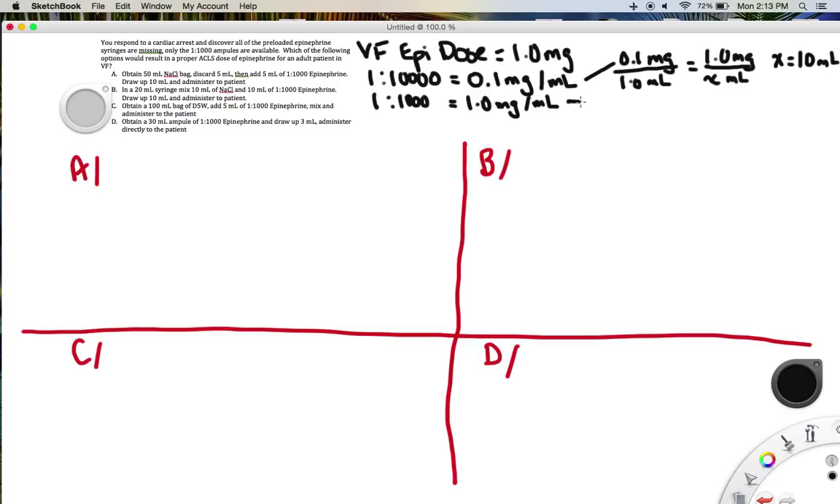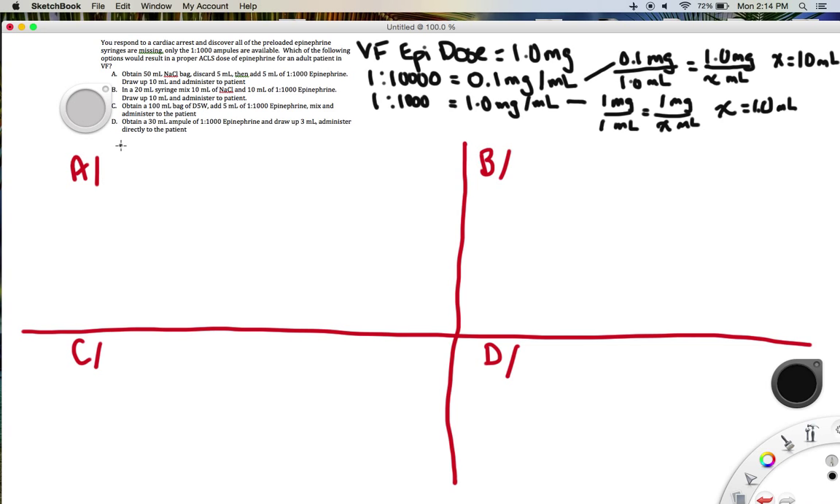Well, if I do the same thing here with 1 in 1,000, I've got 1 milligram per mil now. I still want to give 1 milligram. This one's pretty simple. The math works out to 1 mil of drug. Okay, so I give 1 mil, I'm giving 1 milligram. Now, these seem pretty straightforward. You just have to keep these ratios in mind when you're solving this question. So let's pick apart these options.